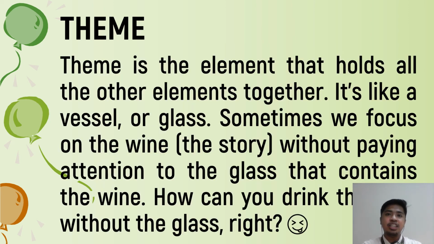Now, the last element that you should learn is the theme. Don't be confused with message and moral because that is different from theme. When we say theme, this is the element that holds all the other elements together. For example, visualize a glass of wine. You cannot drink the wine without the glass, right? So, glass is an important part of appreciating the wine. Sometimes we are so focused on the wine that we forget that the wine is in the glass. So just like that, theme is the glass that holds the story.